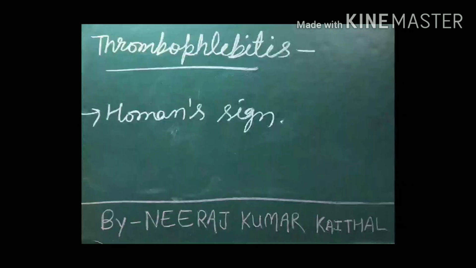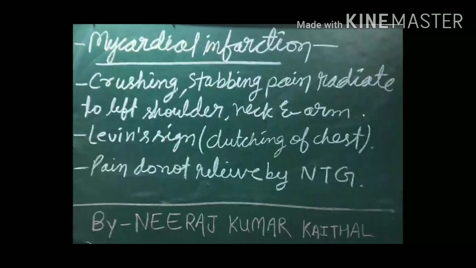Next, thrombophlebitis. It is an inflammatory process that causes a blood clot to form and block one or more veins, usually in legs. Important character of this disease is Homan sign. Next most important disease, myocardial infarction. It is also known as heart attack.